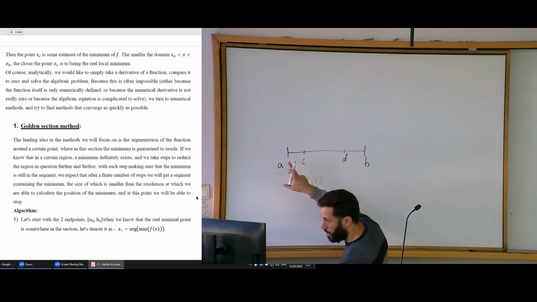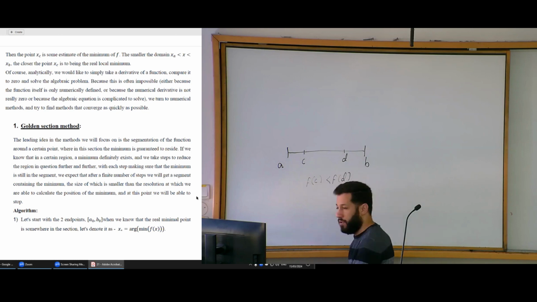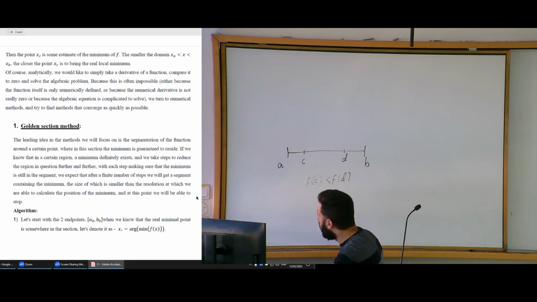I am seeking the minimum between A and B. Now, if I found that f of C is less than f of D, what do you think? Now I can say that the minimum lies in which interval? I want you to share a little bit.